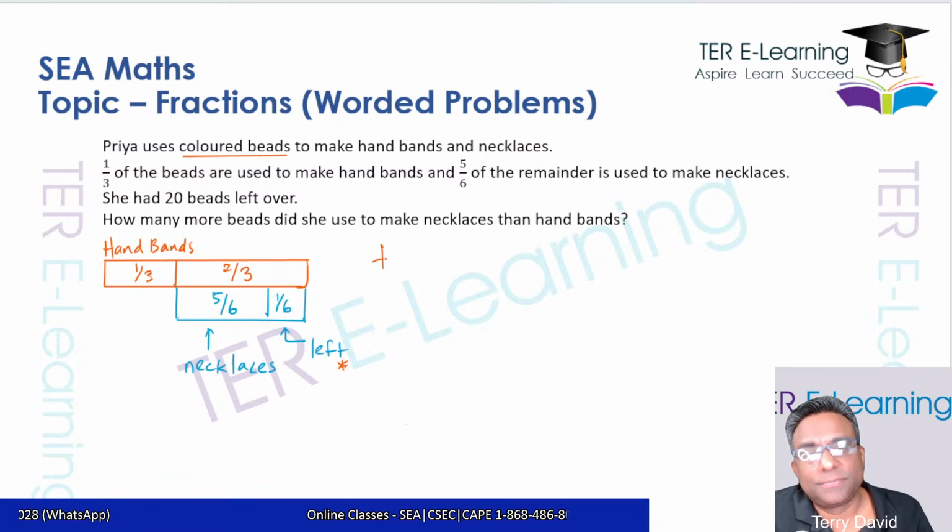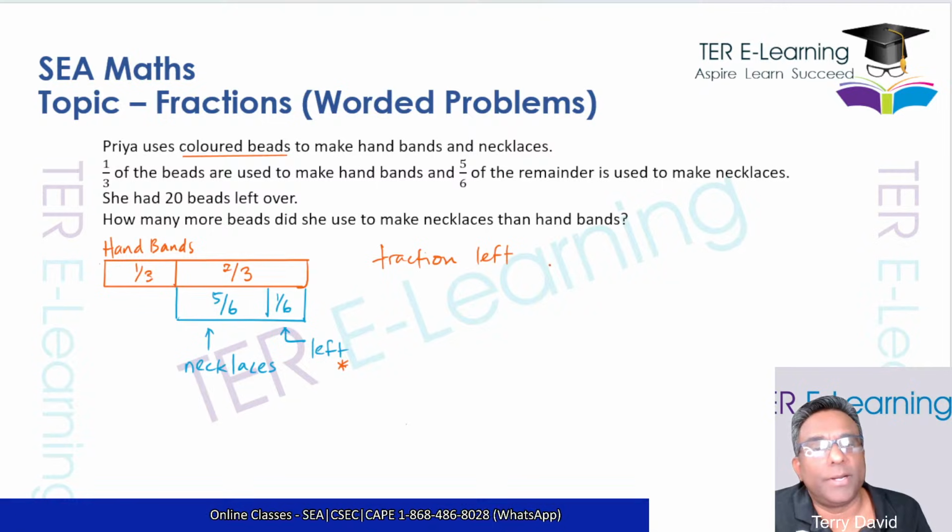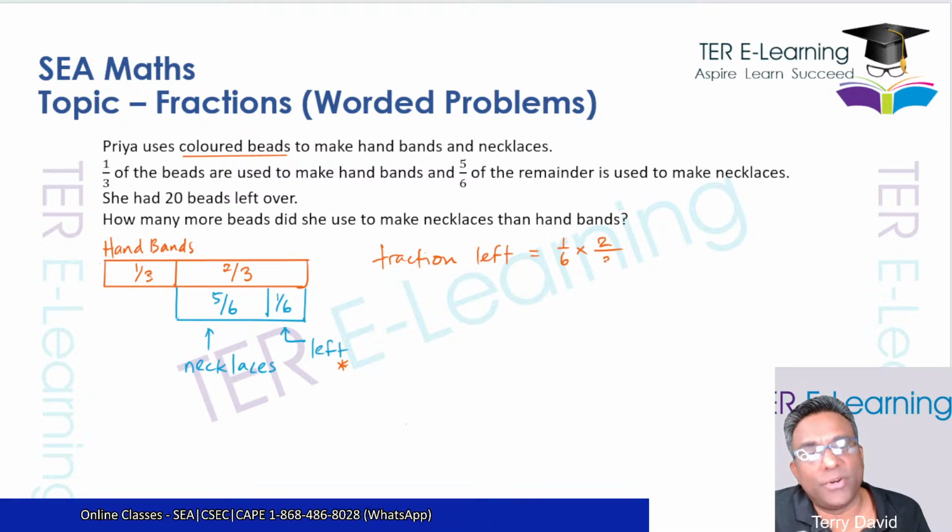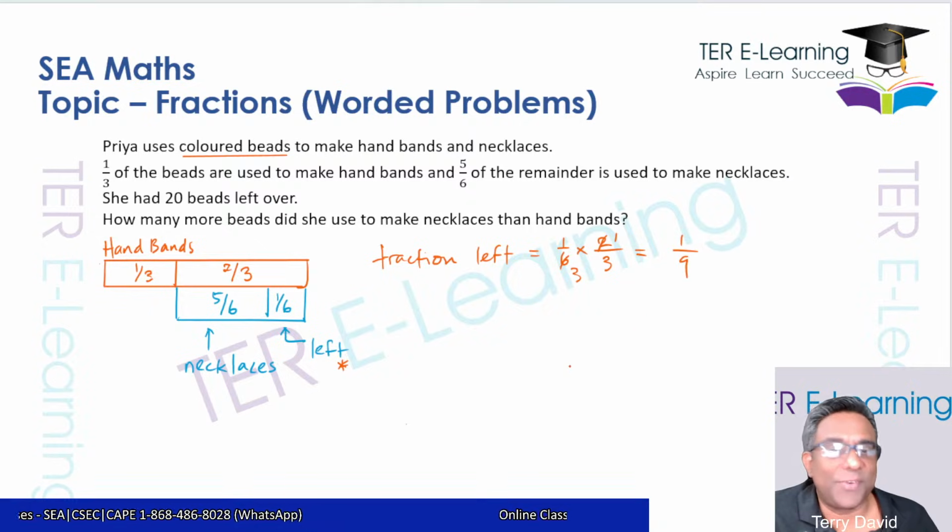The fraction left, right? The fraction left here is going to be 1/6 multiplied by 2/3 because it's 1/6 of your remainder from the start. All right. So 2 can go into this 1 time, 2 can go into this 3 times. So this is 1/9. So that's your fraction that is left. 1/9 is not used at all.